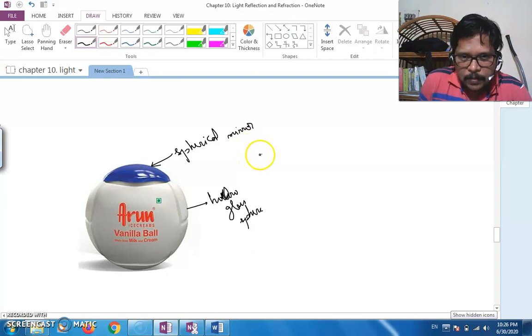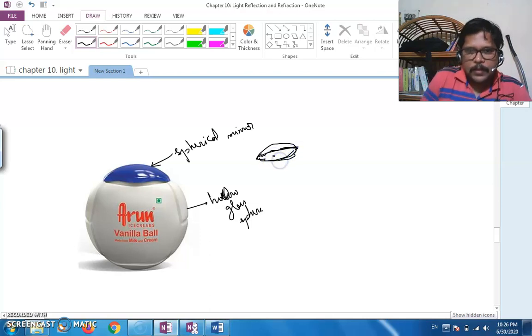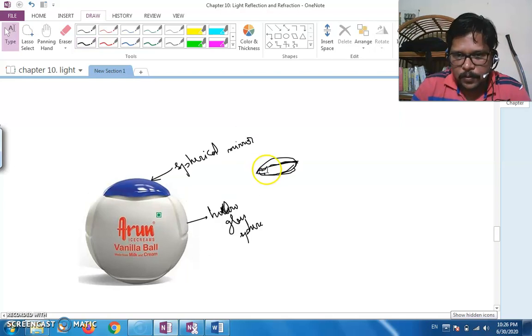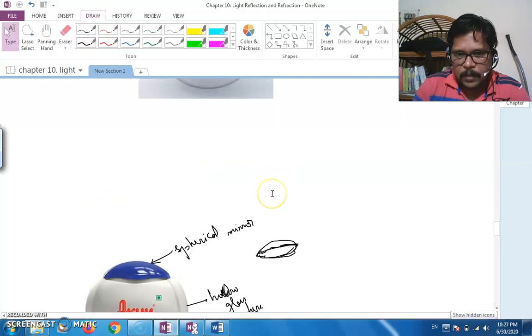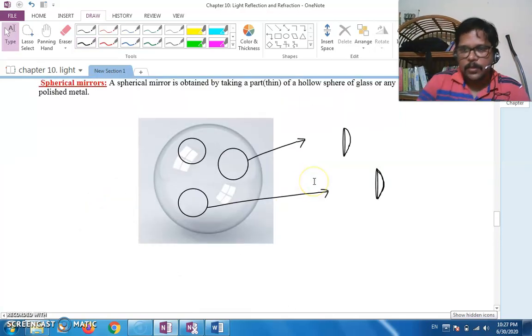The shape of the cap is something like this, and when you open it, the cap will be like this. That's the top view of the cap which I have drawn. The mirror is almost the same. You have the spherical mirrors. That's the side view. Now we have two mirrors.